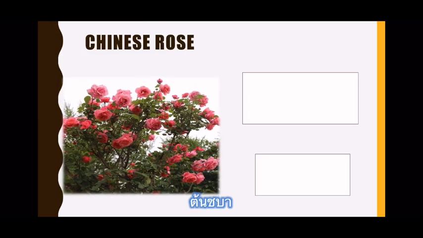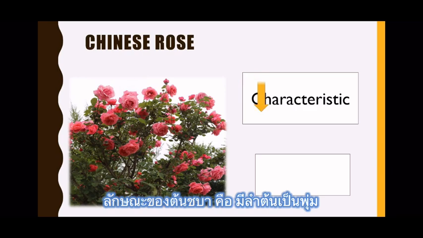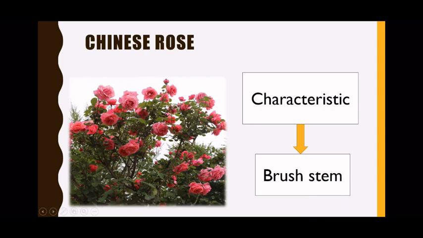Next one here, we have Chinese rose. The characteristic of the stem of this plant is brush stem. As you can see, the stem looks like a brush. So that's why it's called brush stem.